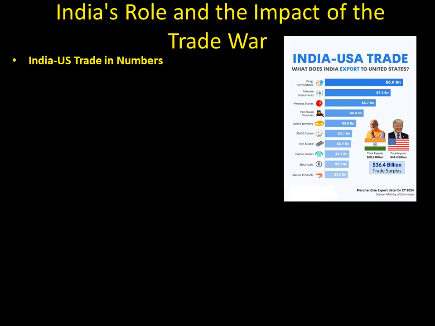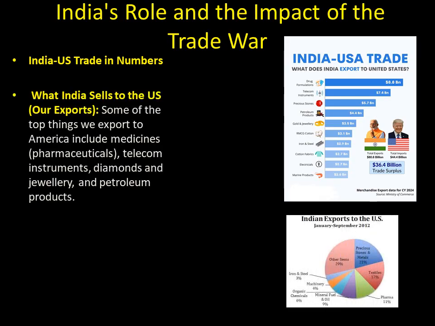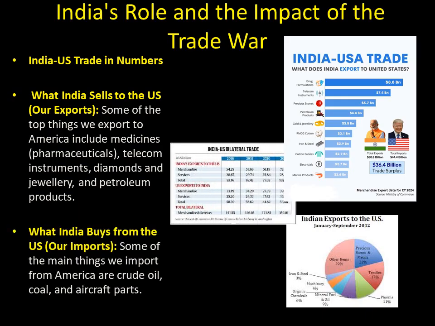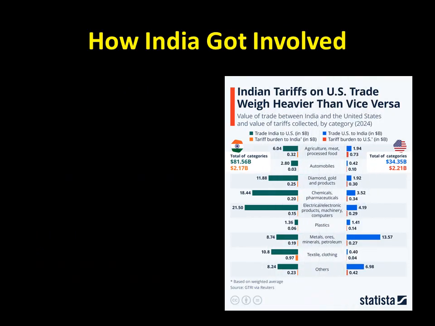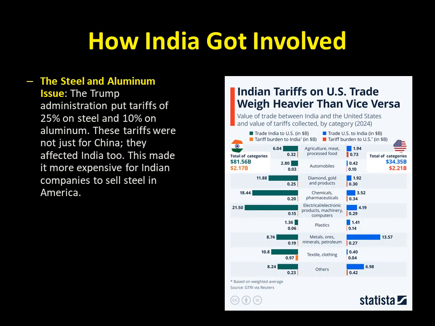India-US trade in numbers. What India sells to the US. Some of the top things we export to America include medicines, telecom instruments, diamonds and jewelry, and petroleum products. What India buys from the US. Some of the main things we import from America are crude oil, coal, and aircraft parts.